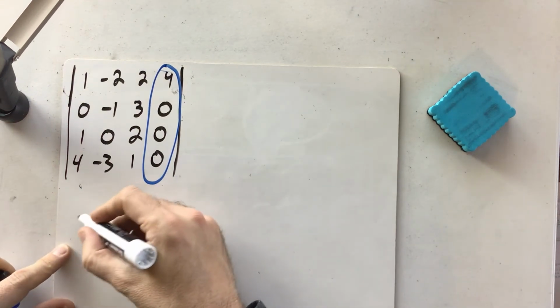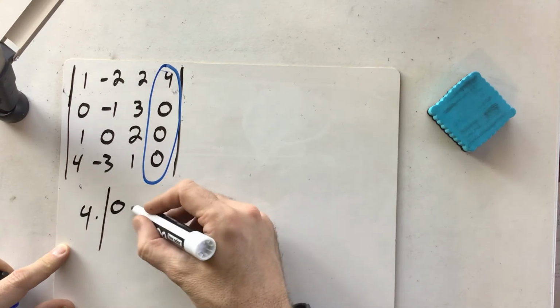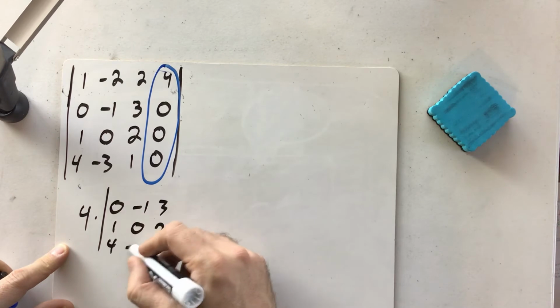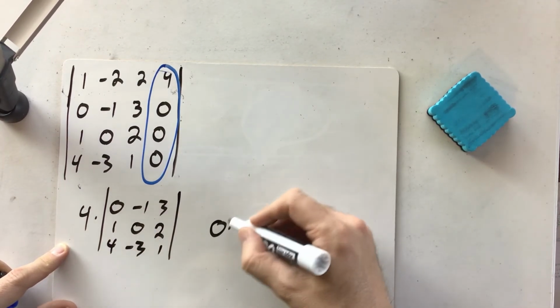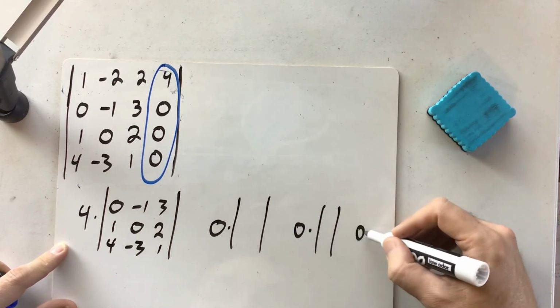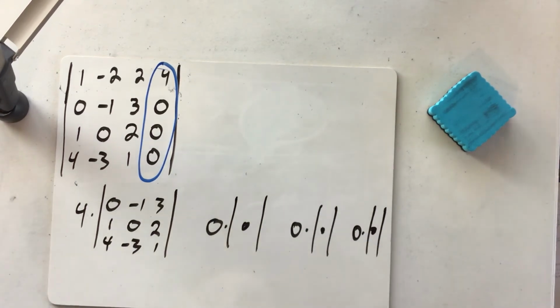And so as I do that one, I've got 4 times the determinant of 0, -1, 3, 1, 0, 2, 4, -3, 1. And then I've got 0 times a determinant, 0 times a determinant, and 0 times a determinant. And I'm not even going to write what's in those determinants because it doesn't matter, right? Because they could be anything. And it would be 0 times that.